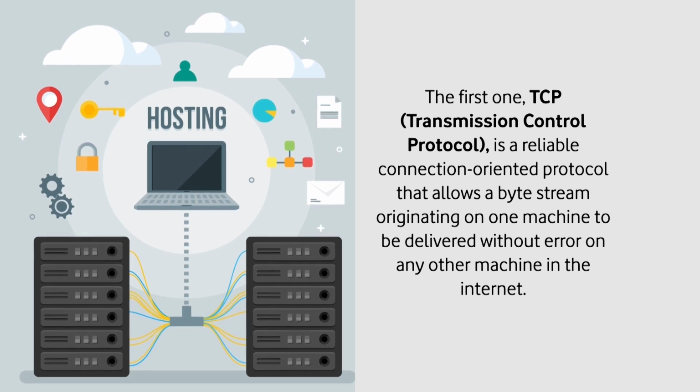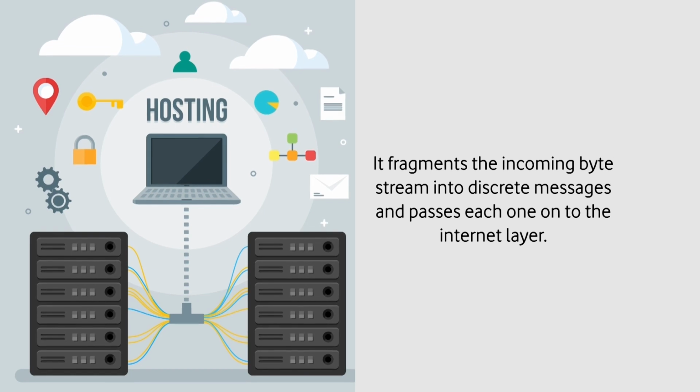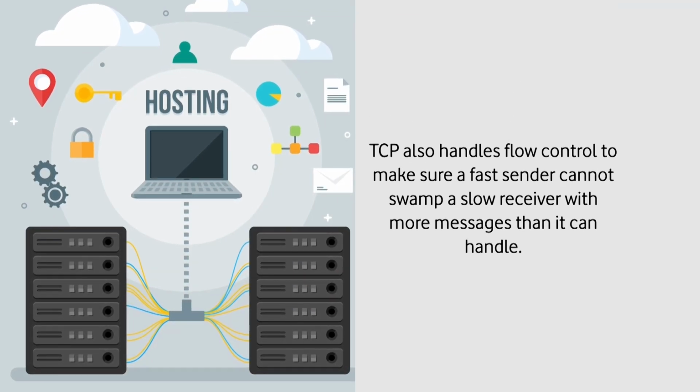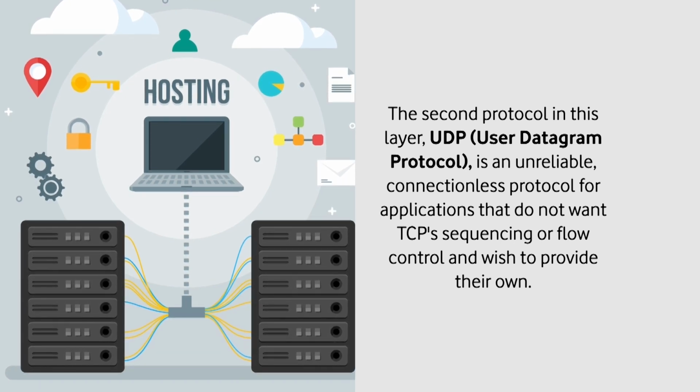It is a reliable connection-oriented protocol that allows a byte stream originating on one machine to be delivered without error on any other machine in the internet. It fragments the incoming byte stream into discrete messages and passes each one onto the internet layer. At the destination, the receiving TCP process reassembles the received messages into the output stream. TCP also handles flow control to make sure a fast sender cannot swamp a slow receiver with more messages than it can handle. The second protocol in this layer is UDP, and the full form is User Datagram Protocol.